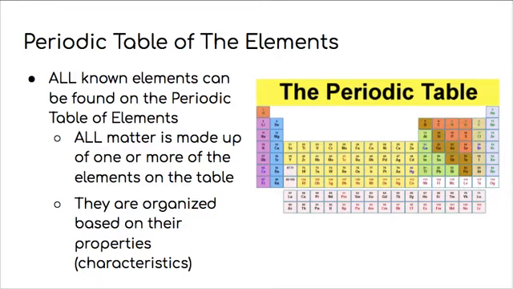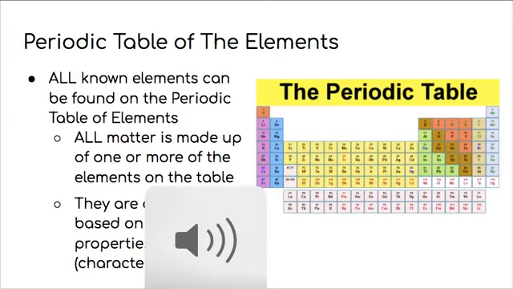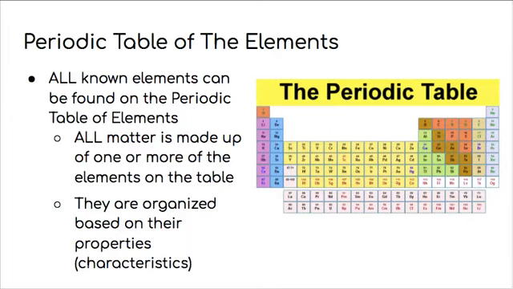So all of the known elements, all of the elements that exist in our universe, can be found on the periodic table. You guys have probably seen these hanging up in your science classroom. I know I have one in mine. And by the end of this unit, you will know how to read it. You'll know how to do calculations based on the information that it gives you. But for now, all you need to know is that all of the elements that are known in our universe can be found on this table.